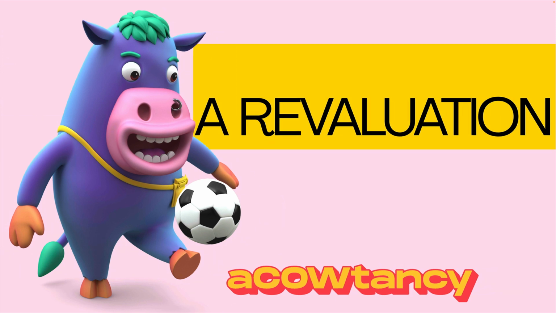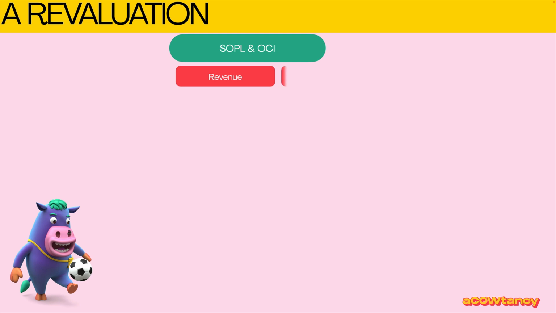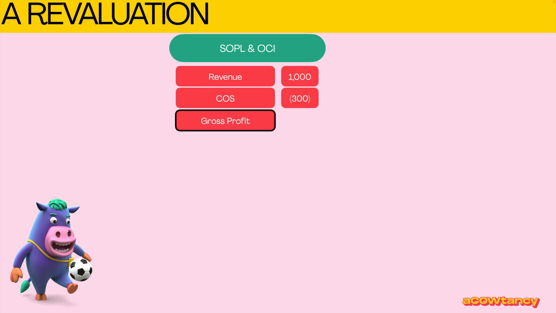Right, let's have a look at a revaluation. But before we look at a revaluation, I want to remind you of a normal set of accounts. So the statement of profit and loss and the other comprehensive income. Remember those headings? You start with revenue, take off cost of sales, and that equals gross profit. Then you take off your expenses, because that's why it's called gross profit, because it's gross of the expenses.